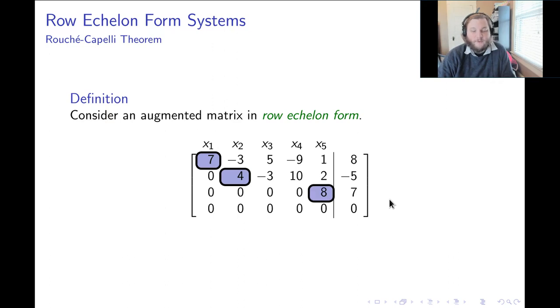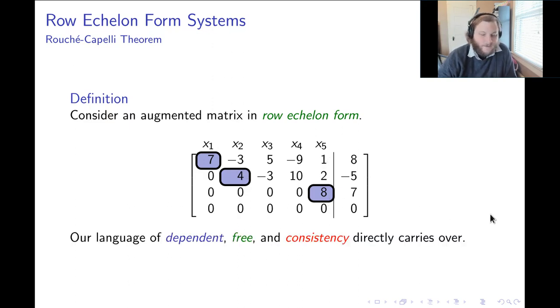Here we have three pivots. We have a pivot in the x1 column, a pivot in the x2 column, and a pivot in the x5 column. Well, the language that we introduced for reduced row echelon form systems coherently carries over. It makes sense to call the variables that are in pivot columns dependent. It makes sense to call the variables that are in non-pivot columns free.